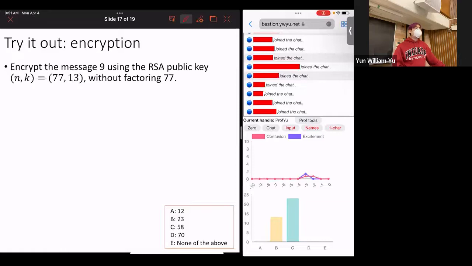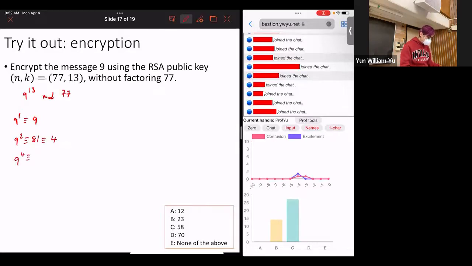Okay, so hopefully everyone at this point has figured out that in order to figure this out, all you have to do is take 9 to the 13 mod 77. So that's all you have to do in order to compute this. Let's work through that carefully by hand. So what's 9 to the 1? 9 to the 1 is just 9. 9 squared is 81. But 81 is, of course, congruent to 4.